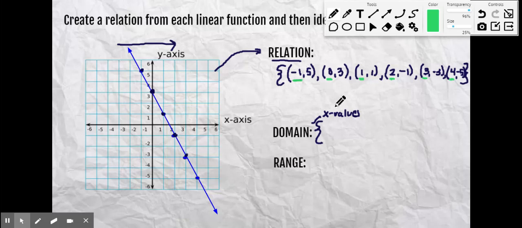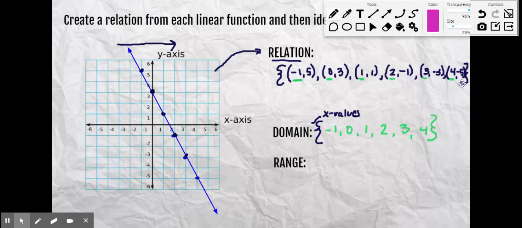Remember, ordered means alphabetical. And now I have to list those: -1, 0, 1, 2, 3, and 4. Because I read this graph from left to right, my x values are automatically in numerical order. As we read left to right, those x values get larger, which gives us numerical order right off the top. One easier way to read the graph so you don't have to reorder your domain values in the end. Close that with braces. So those are all my x values.